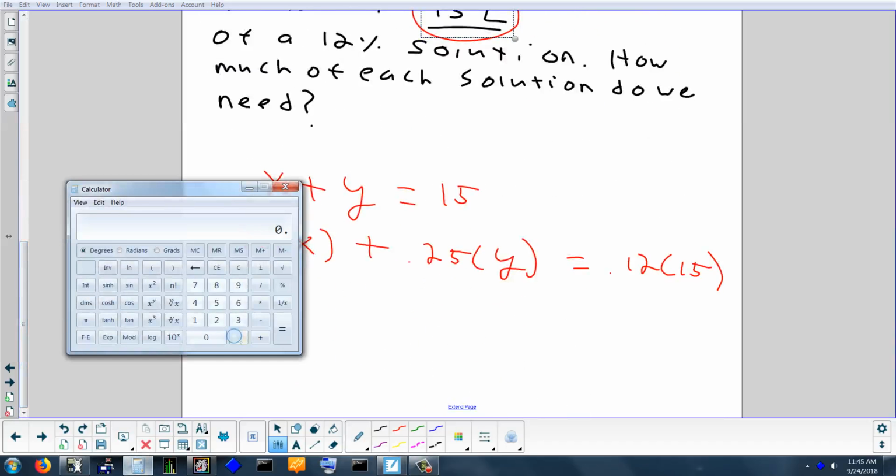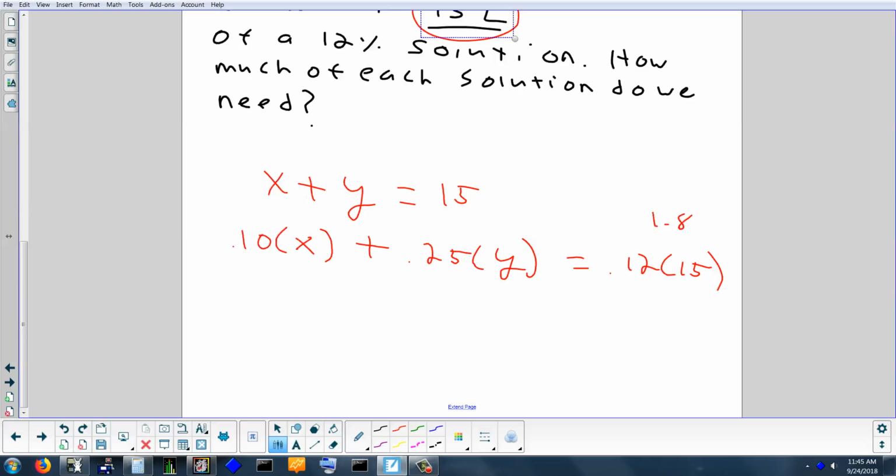So that one we can do it. 0.12 times 15 is 1.8. So when I write that equation again in the future, I'll just put 1.8. Okay, so now we've got two equations with two variables, and we're going to use substitution.